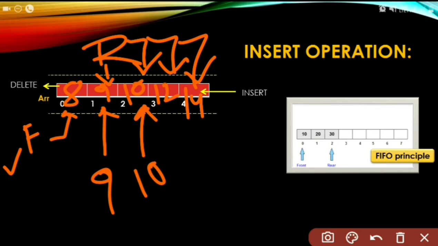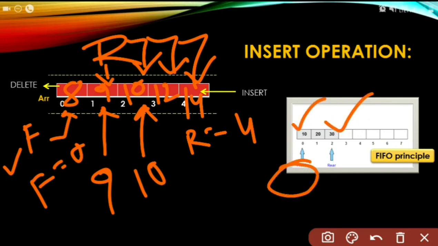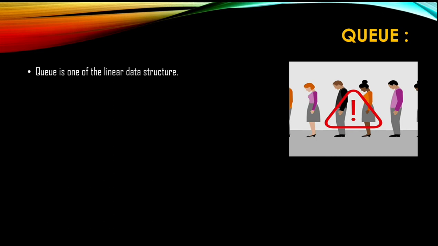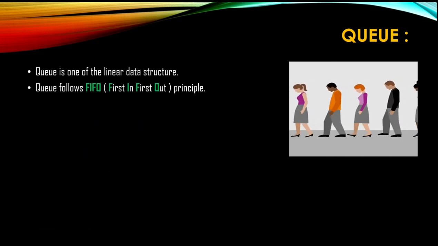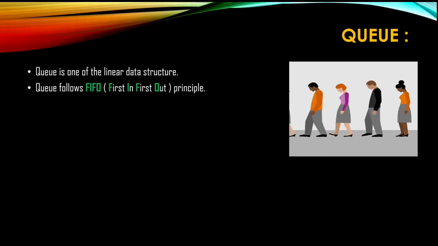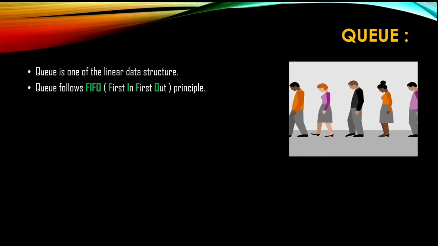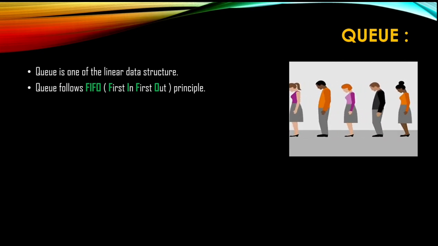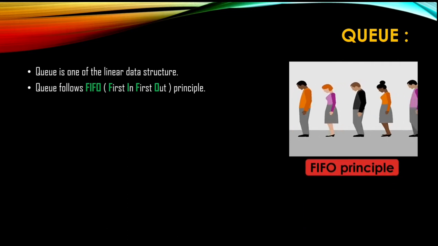Means now front is in 0th location and rear is in 4th location. Means each and every time front and rear will specify the first element and last element position. Now see, queue is a linear data structure. Queue works on the principle of first in, first out. Means the first person at the ticket counter gets a ticket first and the last person gets a ticket last. You all know that. It is not new for you.